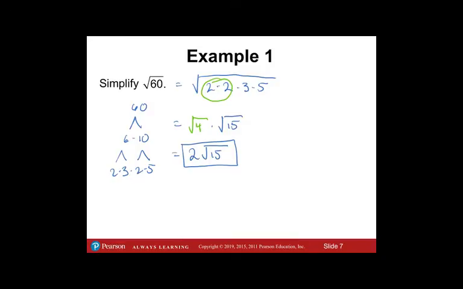Okay, we got 2 times the square root of 15. Give me a moment. Let me think about it. I'm pausing because I can see it there, so I guess that'll work.